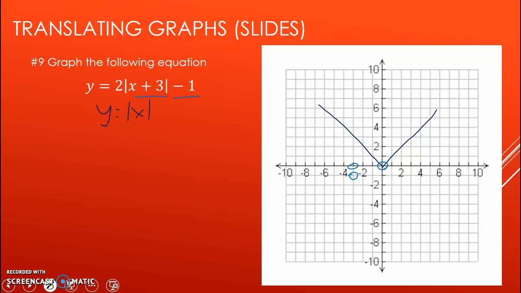And I'm going to stretch it out twice as big. So instead of going over 1 and up 1, I'm going to go over 1 and up 2, over 1 and up 2, over 1 and up 2. And I'm doing it from my new vertex that was shifted over. Same thing if I move to the left. I'm going to go up 2 and left 1, up 2 and left 1. And so my new graph looks something like this. And I don't have to plot any points. I just know what happens to the graph by looking at the 3, the 1, and the 2.